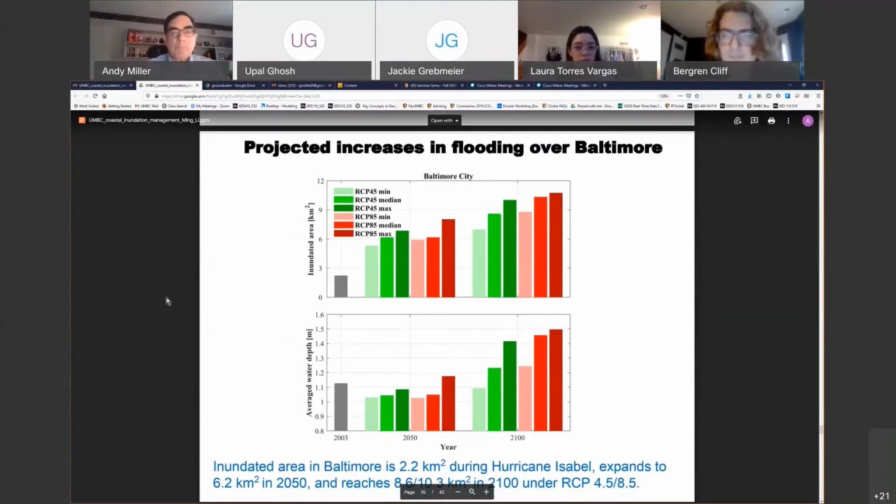This is the inundated area. Baltimore's was about 2.5 square kilometers during 2003, but in 2050 it would be three times that. By 2100, it would be about 10 square kilometers, five times larger. Next slide, please.